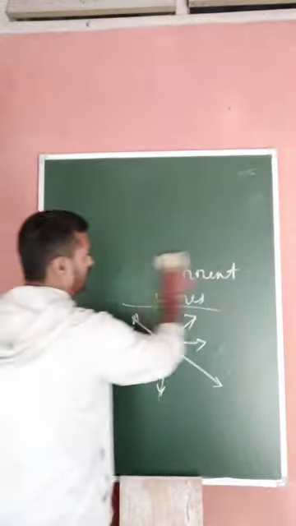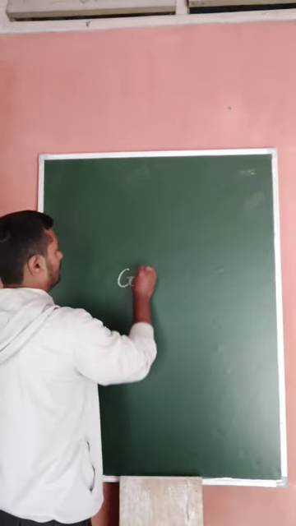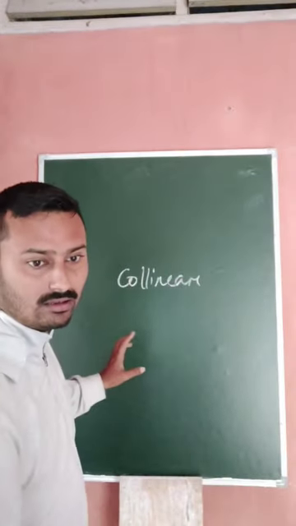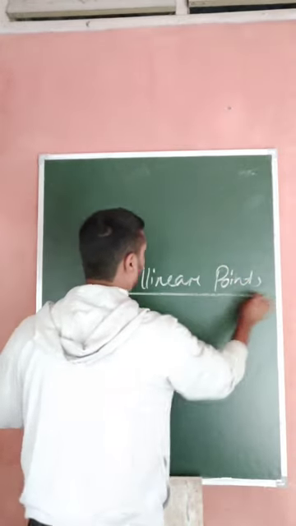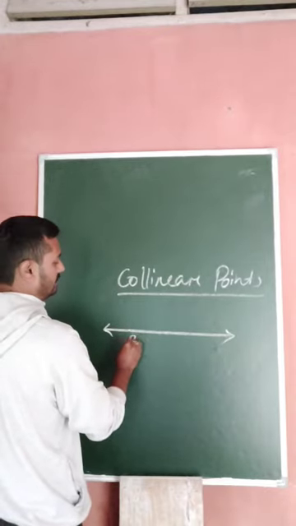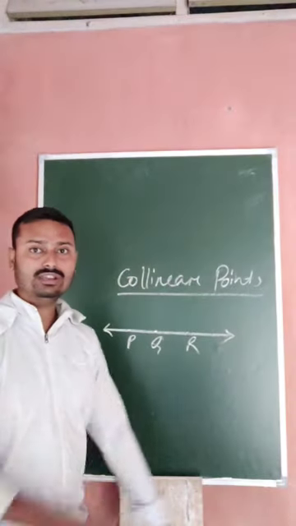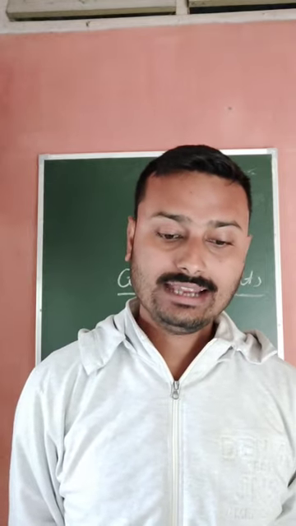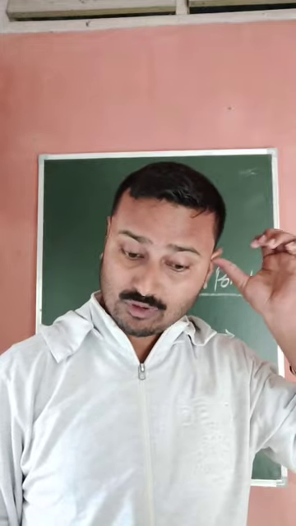Again, another important topic is collinear points. Collinear points are 3 or more points that lie on the same line. So this is a point P, this is a point Q, this is a point R. Then these 3 points are known as collinear points. Look at this definition: 3 or more points in a plane which lie on the same line are called collinear points. Clear?